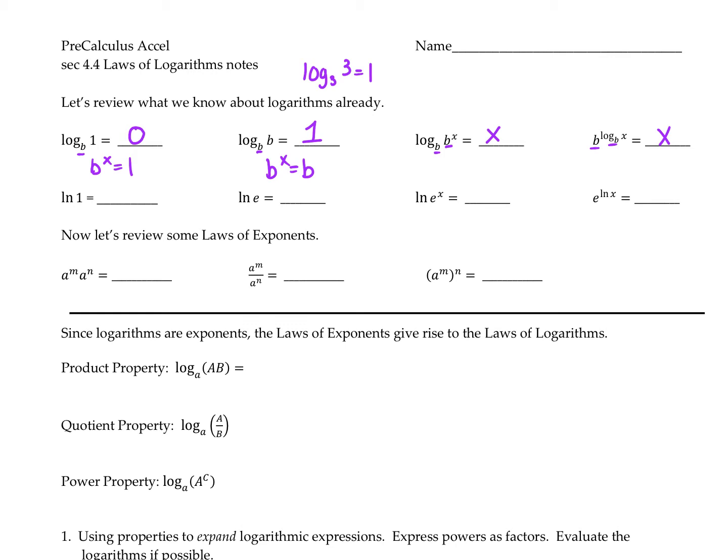ln of 1 always equals 0, and ln of e always equals 1. ln of e equals 1, and so that means this would equal x. ln of e again equals 1, so this would equal x.